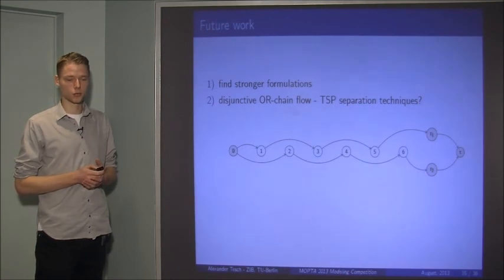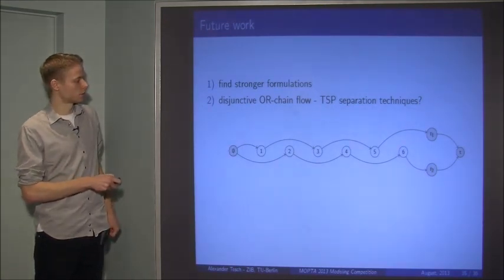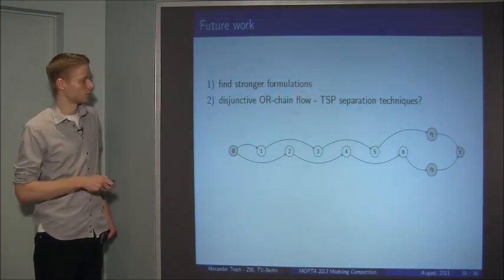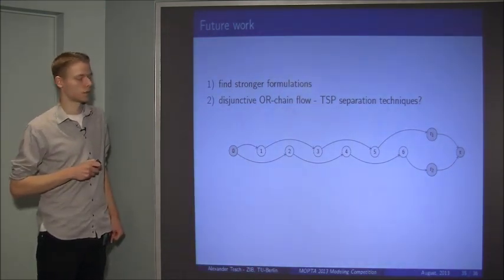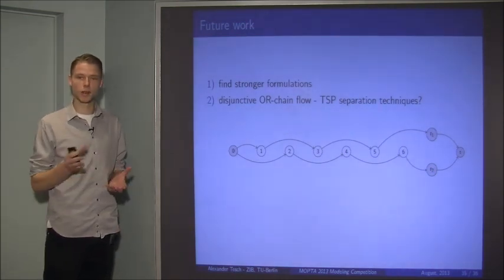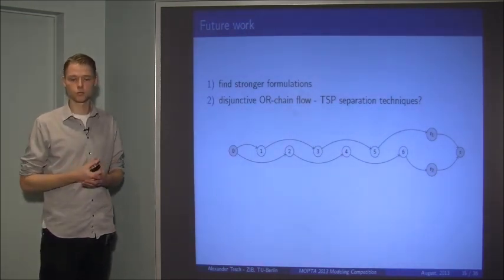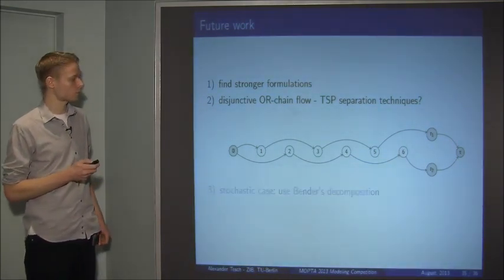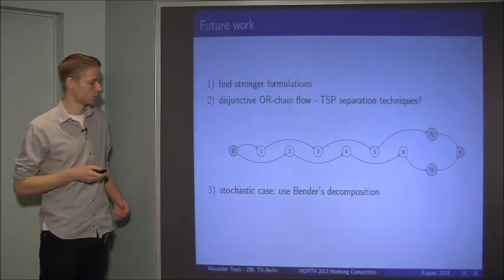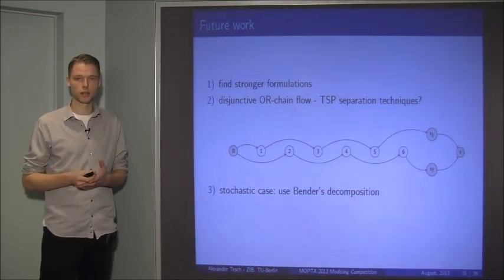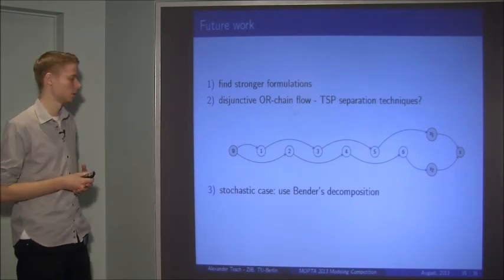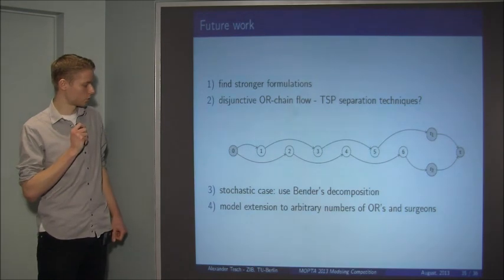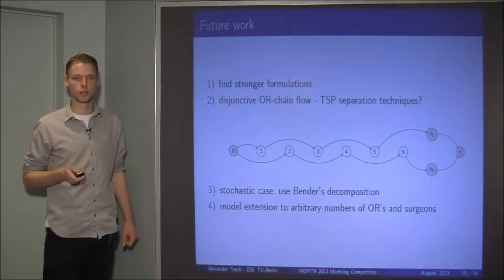And a second approach will be that the flow formulation of the arc flow is quite similar to a TSP flow, and maybe there's a possibility to use TSP separation techniques for this problem. Another approach will be to use Benders decomposition for the stochastic case. This might result in faster computation times, and I will extend this model to an arbitrary number of machines or operation rooms and surgeons.